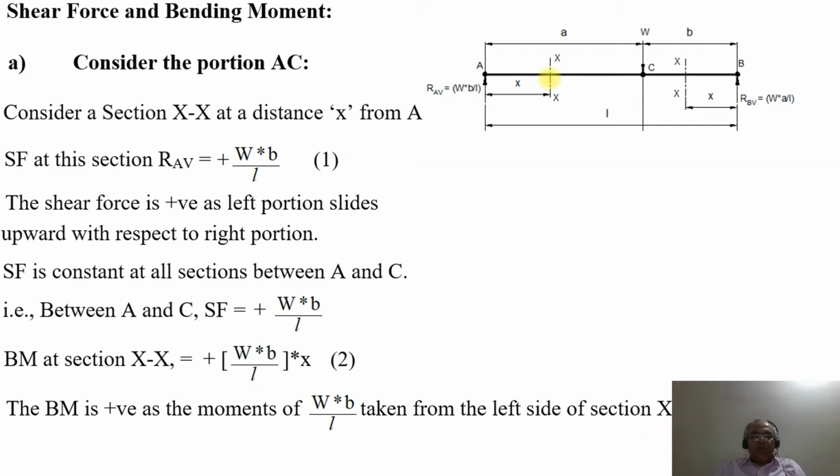The bending moment is positive as the moment of W b by L taken from the left side of the section XX is clockwise, due to which you have a sagging bending moment. Naturally you get a positive value by sign convention. Now, when x is equal to 0, the bending moment at the point A will be equal to 0. Similarly, when x is equal to a, the BM at the point C is W into b by L into x, substituting the value of x as a.